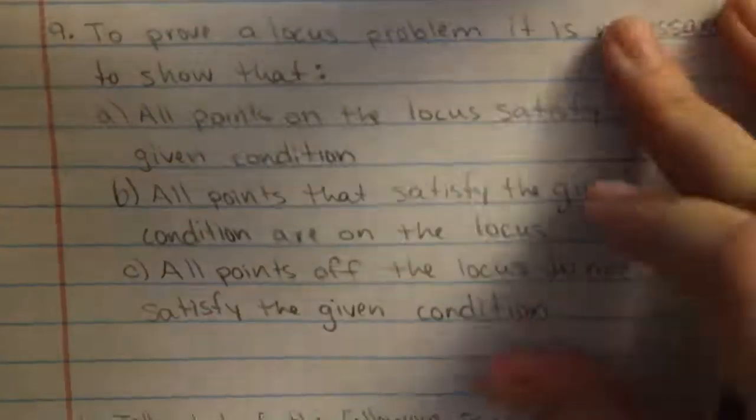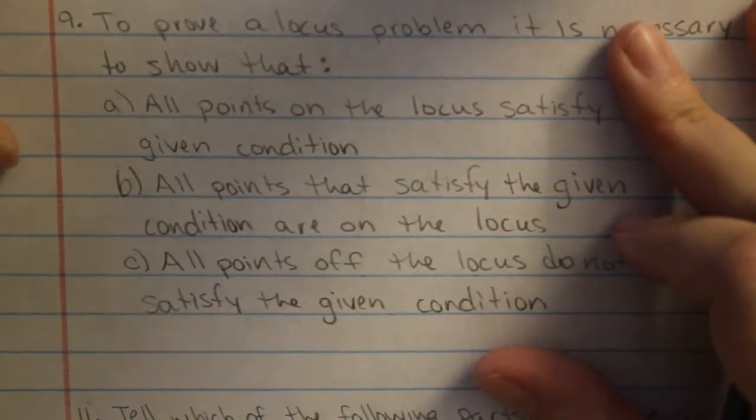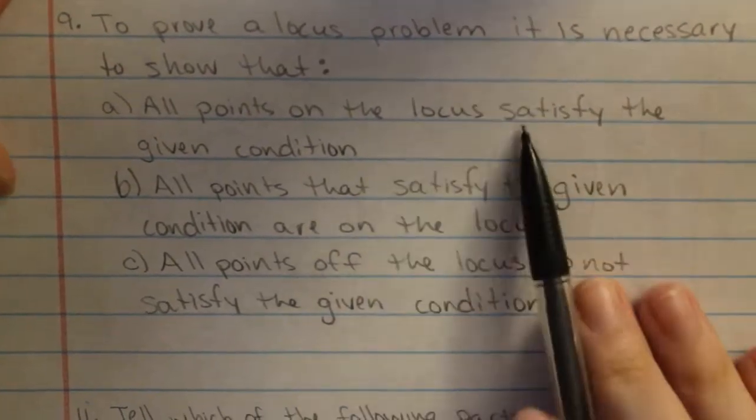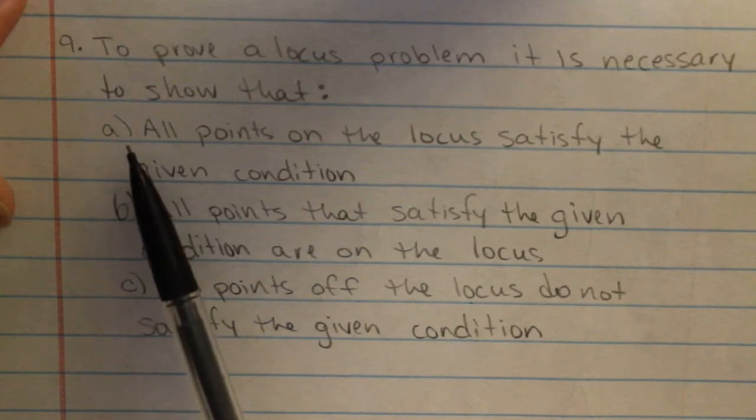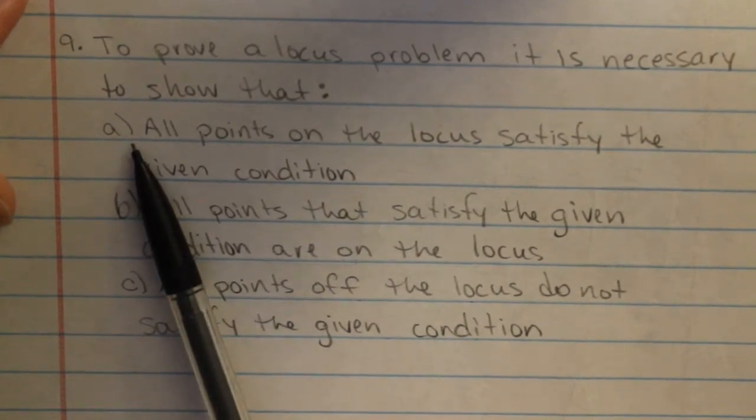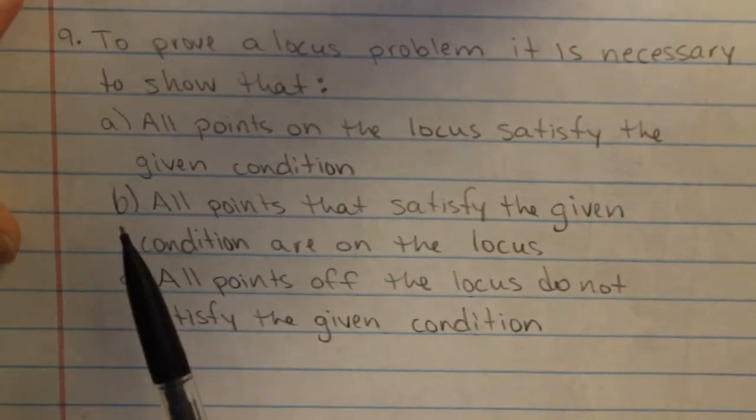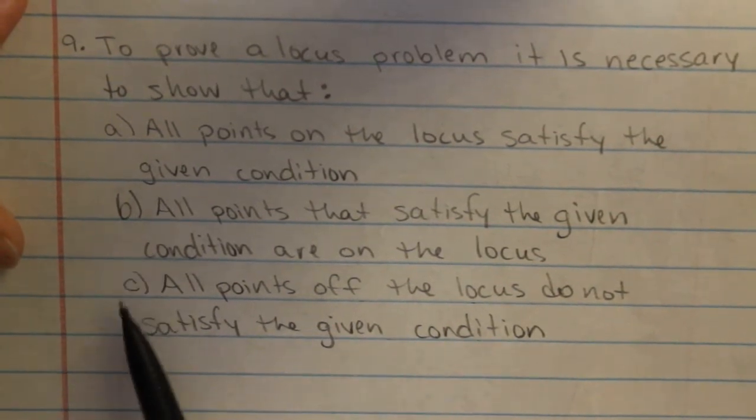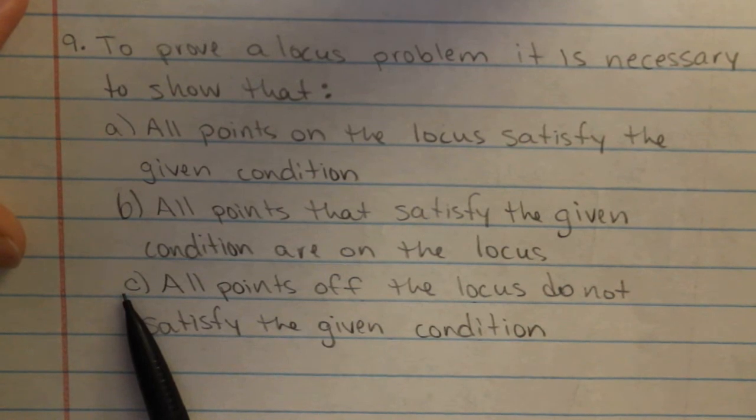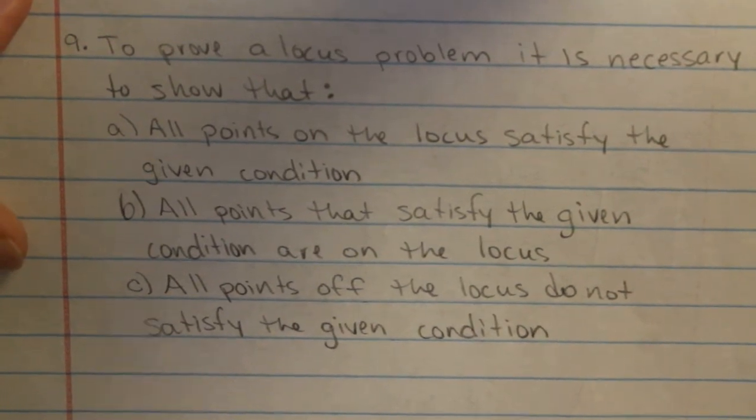Okay, number 9, one of your favorite locus problems. So to prove a locus problem, it is necessary to show that, we have options for this one. A, all points on the locus satisfy the given condition. B, all points that satisfy the given condition are on the locus. Or C, all points off the locus do not satisfy the given condition.